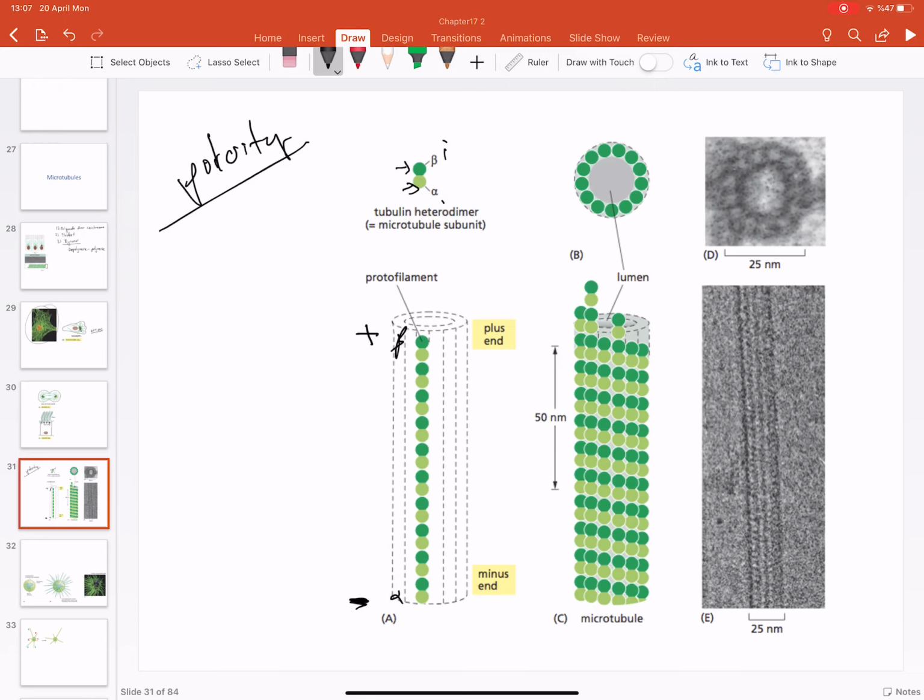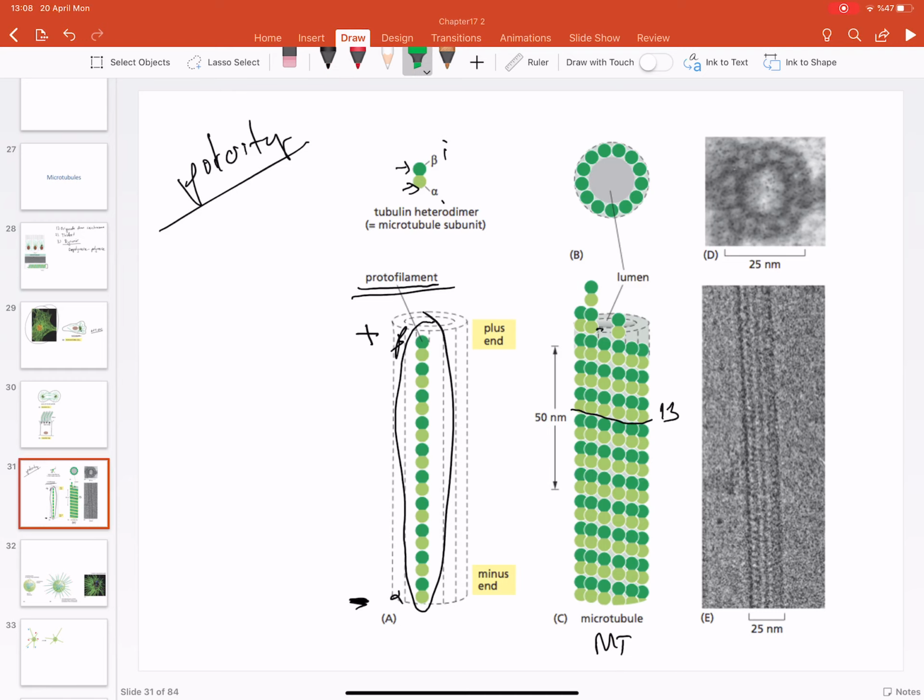Now, several alpha and beta come together, line up, and they form a protofilament. The protofilament itself is not too stable. Okay? It has to be stabilized with the help of other protofilaments. So altogether, 13 protofilaments come together. They are attached to each other with non-covalent bonds, and they form this microtubule.